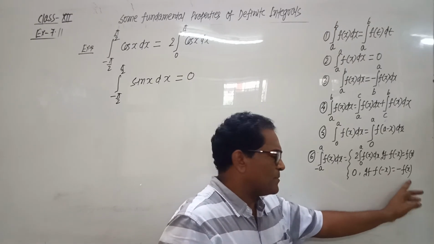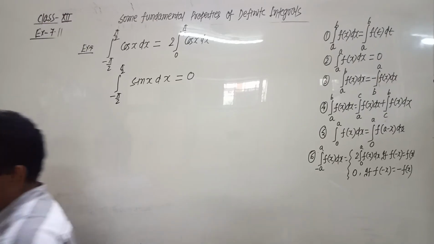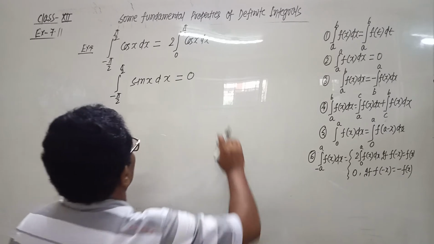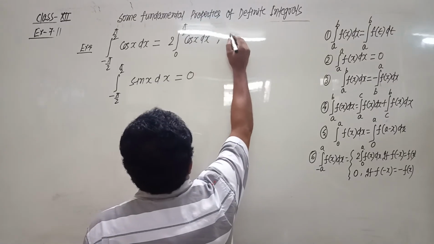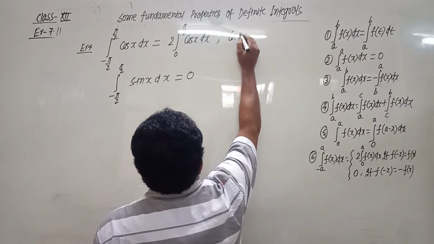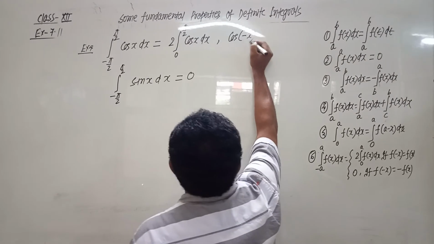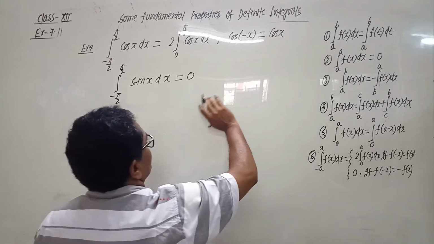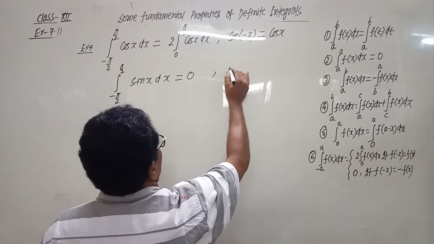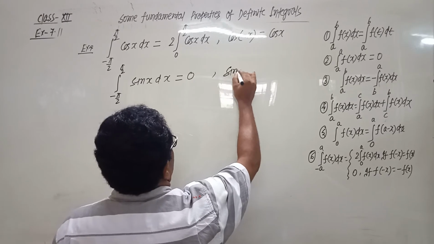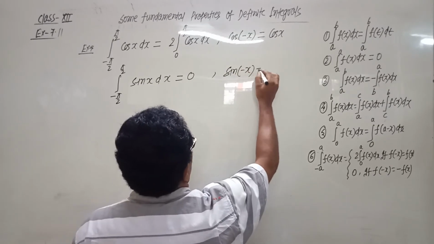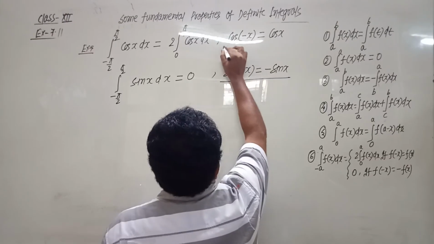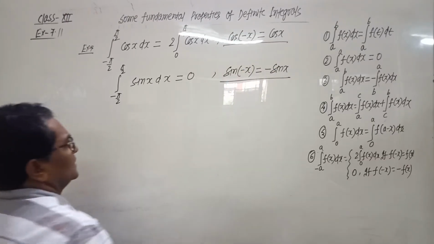So for an odd function the result we get is 0. So this is twice integral 0 to pi by 2 of cos x dx, because cos of minus x is equal to cos of x, f of minus x equals f(x), and this becomes 0 because sin of minus x is equal to minus sin x. So this is the odd function and this is the even function.